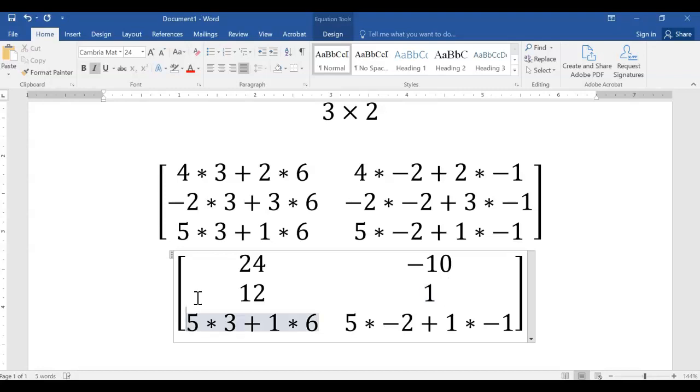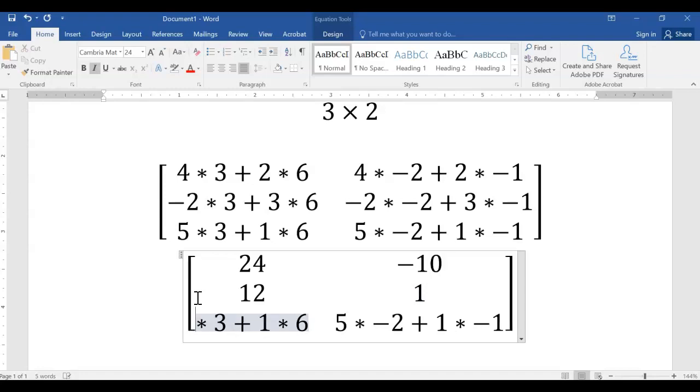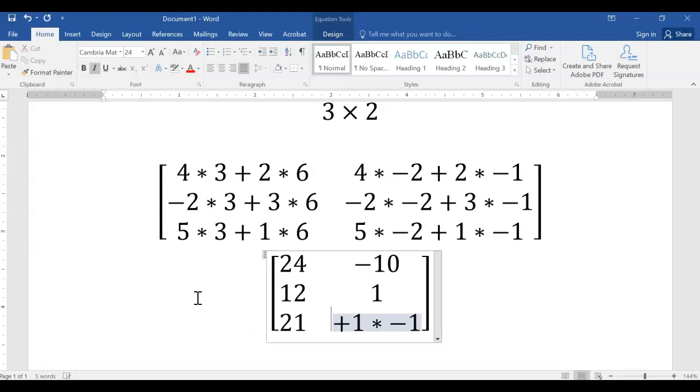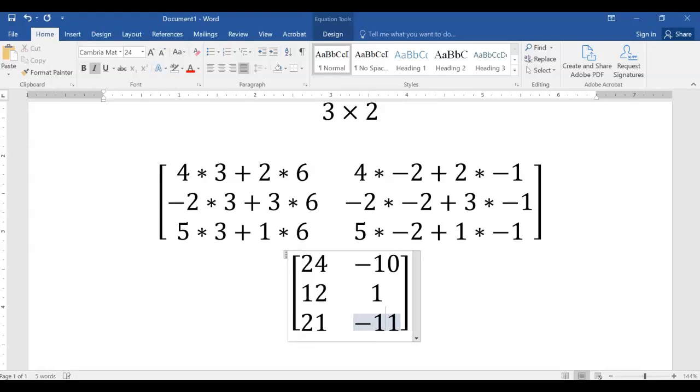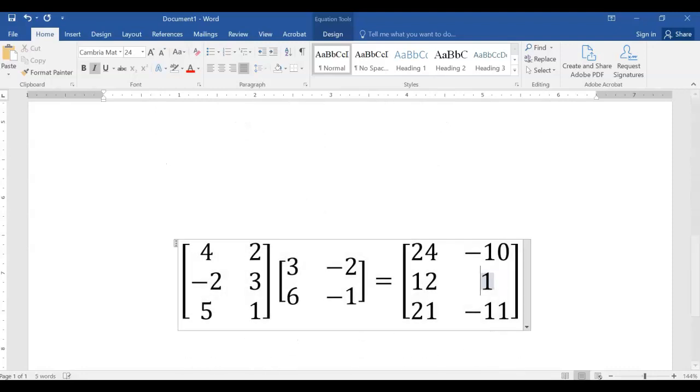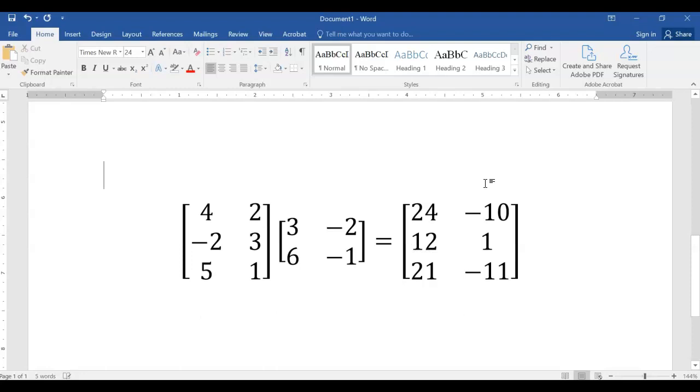See, I screwed up on that a couple of times. 15 plus 6 is 21. Sometimes I'm going too fast for myself. And then negative 10 minus 1 is a negative 11. Okay? So this is the resulting matrix. And without my screw up, I had screwed that up both times in the first example. We get that matrix. All right.